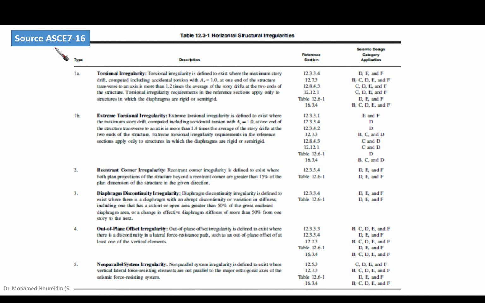We are still sourcing from ASCE 7-16, the latest edition up till now. This is Table 12.3-1, and as you can see, 1A, 1B, 2, 3, 4, 5. For the horizontal irregularity, we have 5 types of irregularity, and for the first irregularity, we have 2 subclasses. And this is the definition for each one of them. I'm going to go into the detail of it, but I just want you to see this table.